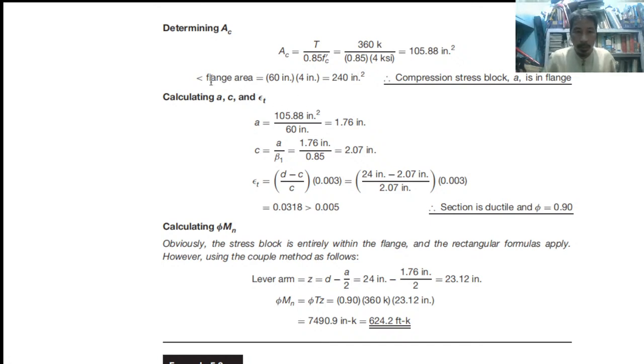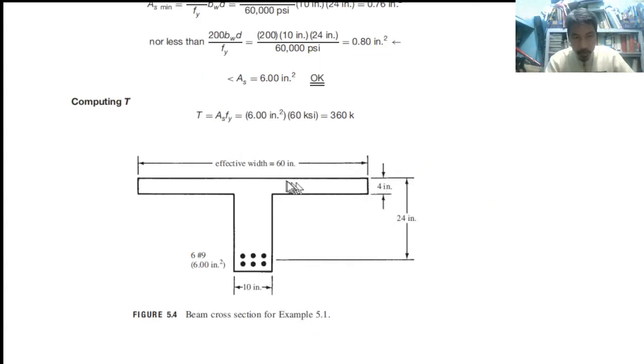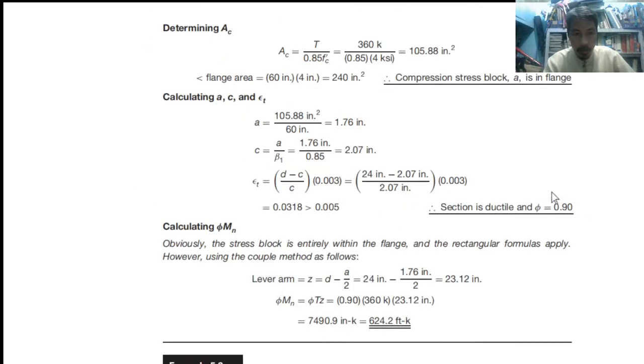So, what is the total flange area alone? You can determine the flange area alone: 4 inches times 60, that is 240 square inches. So, the total area is 240 here. This is 105. Therefore, the compression stress block is in the flange. It is easier because the compression stress block is on the flange alone. Then we can directly calculate a by just dividing by the flange width. So the thickness is 1.76.